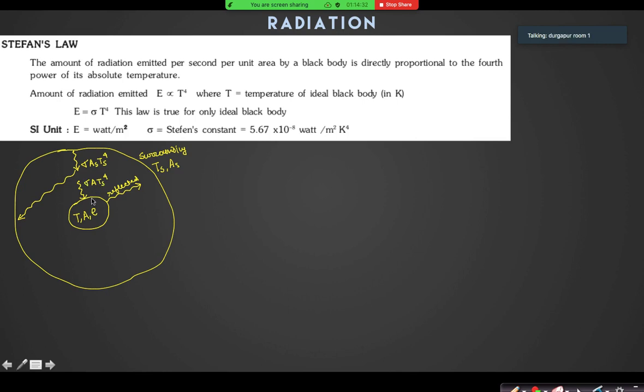Tell me, if this is the incident, how much is absorbed? E sigma A Ts to the power 4. Then how much is reflected? (1 minus E) into sigma A Ts to the power 4, right? Very simple if you just follow a few definitions.